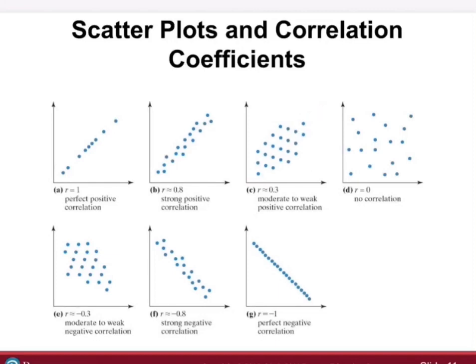Kind of spread around. This has no correlation at all, right? It doesn't seem like it has a trend one way or another. They're just completely scattered. And then E is an example of moderate to weak negative correlation. We do the line of best fit. The points are still kind of scattered, but they are tending to a negative correlation. This is a strong negative correlation. And then this is a perfect negative correlation.